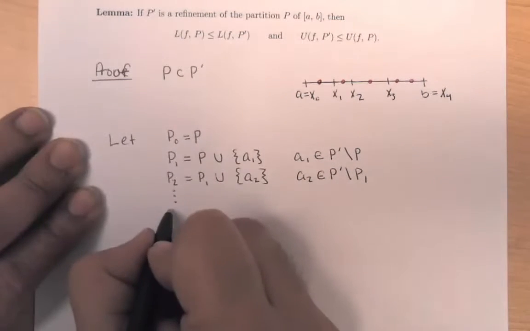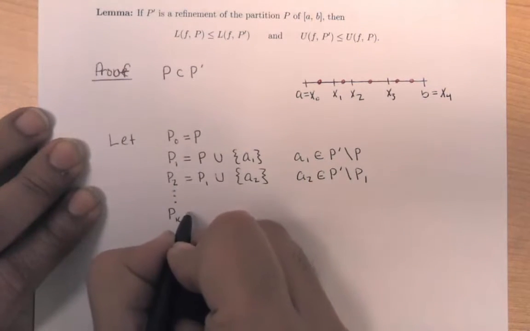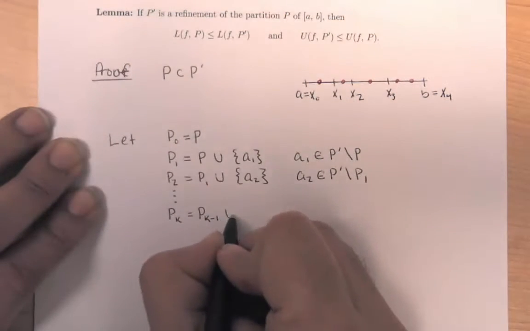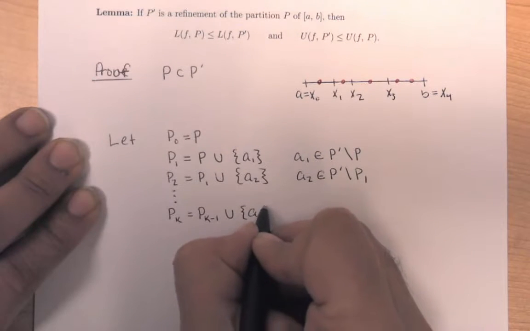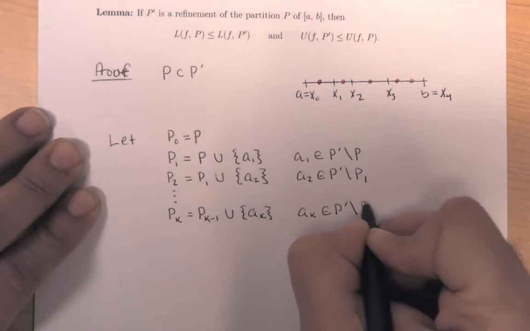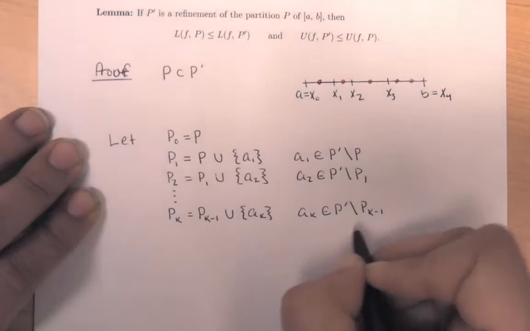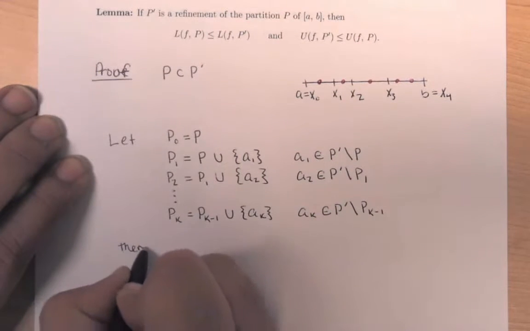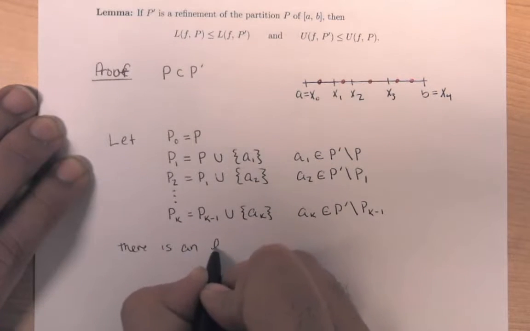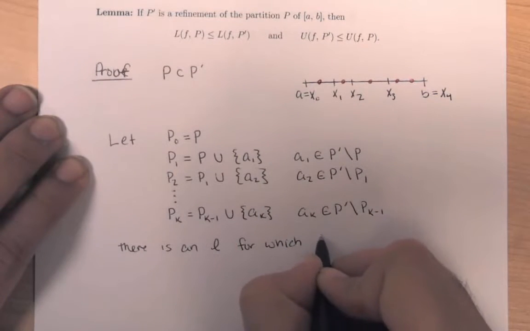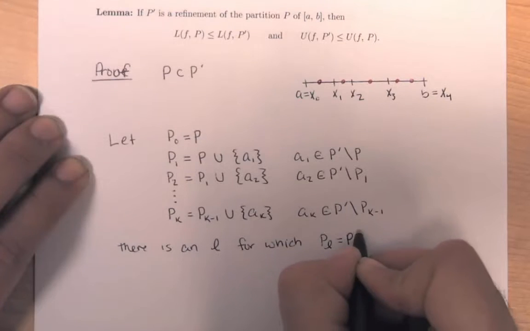And we continue adding points one by one so that PK is PK minus 1 and a new point AK, where AK is in the refinement but not in the previous partition. Well, if we add points one by one, eventually we'll get to the refinement. In other words, there is an L for which PL is the refinement.